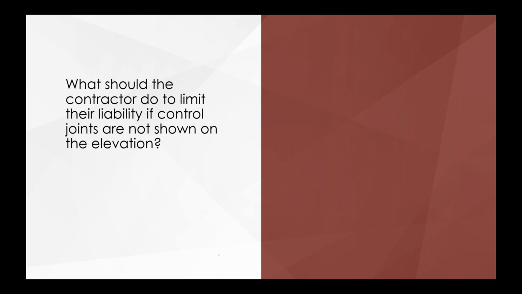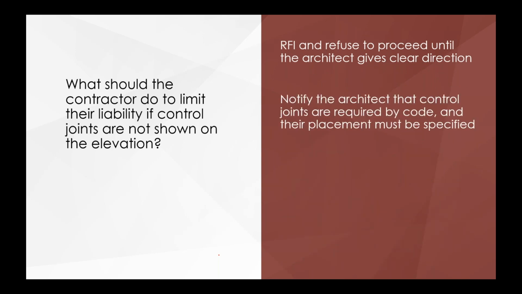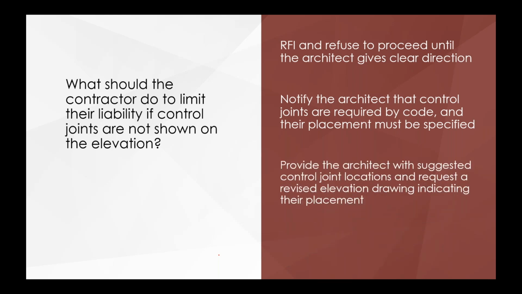What do you do? Here are 3 different options. Okay, the first one, a little rough, a little aggressive. You can RFI and refuse to proceed until the architect gives clear direction. So, nope, I'm stopping until you tell us what to do. A little softer approach. You can notify the architect that control joints are required by code and their placement must be specified. Bring it up with the architect.